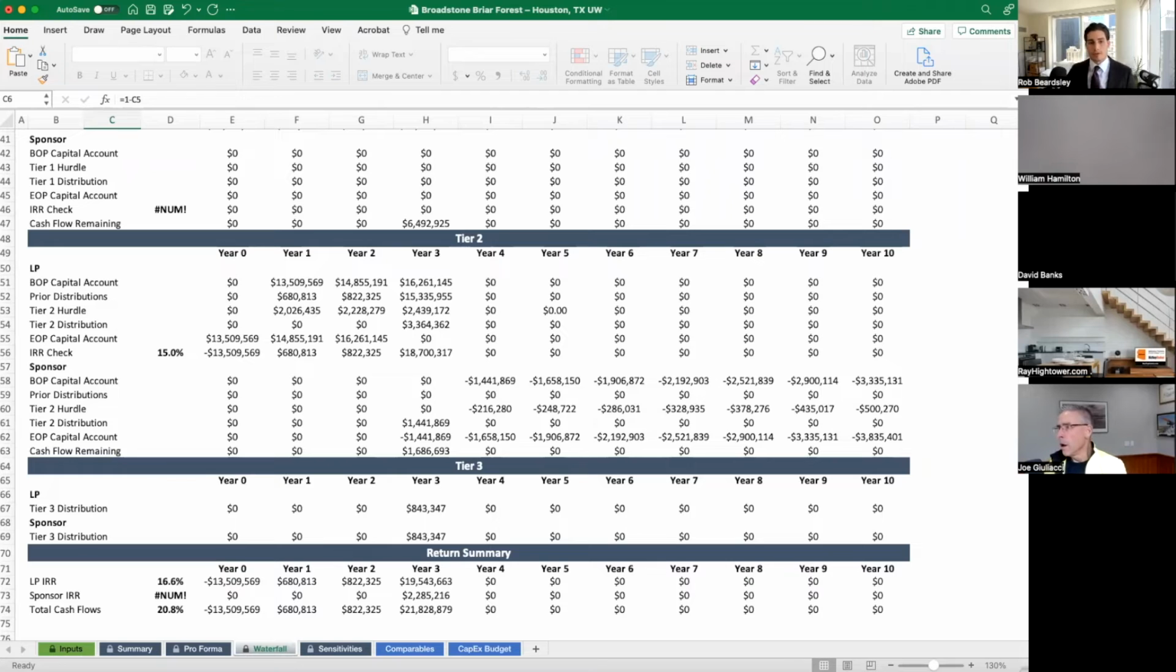Patrick's asking about what our view is on a monthly versus annual IRR calculation. So there's a couple ways to interpret that question. First off, IRR is an annual calculation. That's just what IRR is.